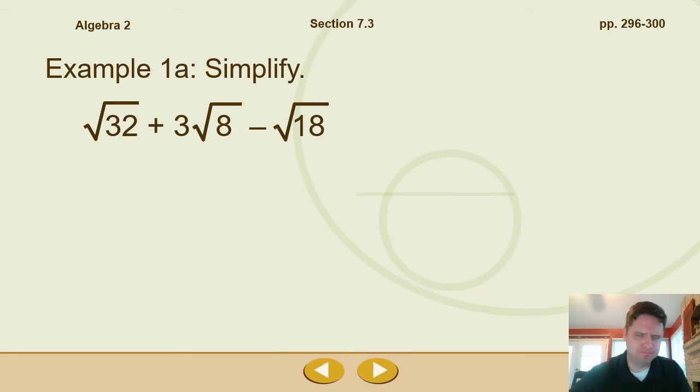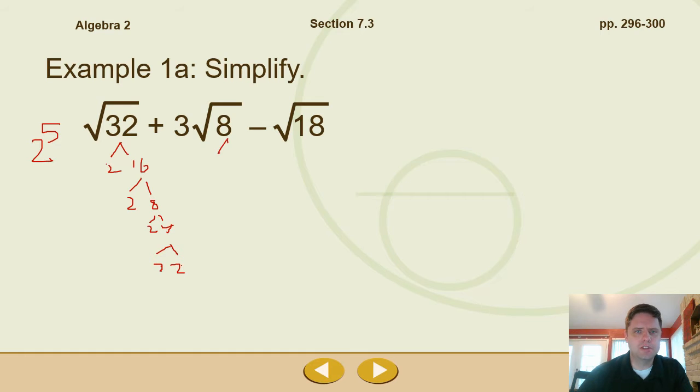So example 1a, we're going to simplify this. The first thing we need to do is recognize what, inside of this 32, our factors of 32 are. Well, we know it could be 2 and 16, and 16 would also go down to 2 and 8, and 8 would go down to 2 and 4, and 4 would go down to 2 and 2, right? So we've got 1, 2, 3, 4, 5. So 2 to the 5th. We could rewrite 32 as 2 to the 5th.